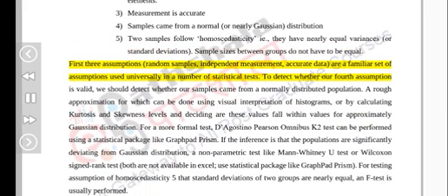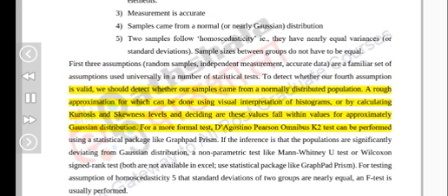The first three assumptions: random samples, independent measurement, accurate data, are a familiar set of assumptions used universally in a number of statistical tests. To detect whether our fourth assumption is valid, we should detect whether our samples came from a normally distributed population. A rough approximation can be done using visual interpretation of histograms, or by calculating kurtosis and skewness levels and deciding whether these values fall within values for an approximately Gaussian distribution.